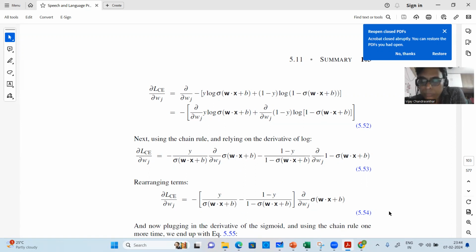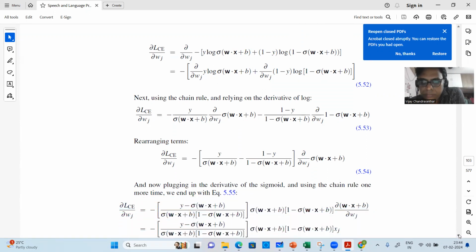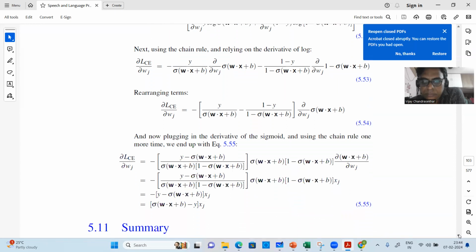Okay. Now, forget what is there in the bracket. Let's just focus on this. What is the derivative of a sigmoid function?